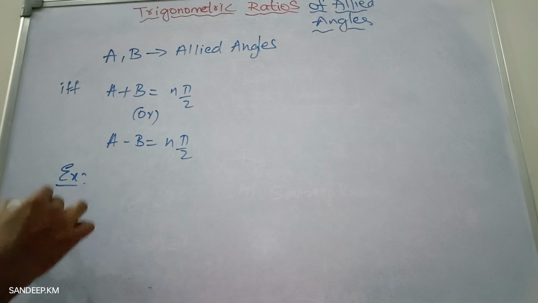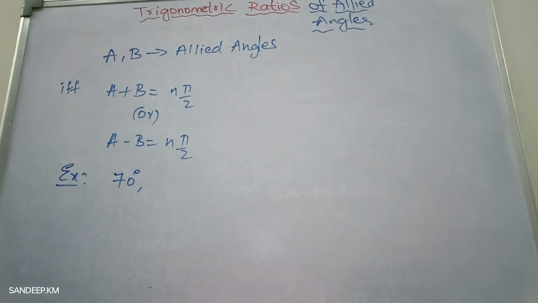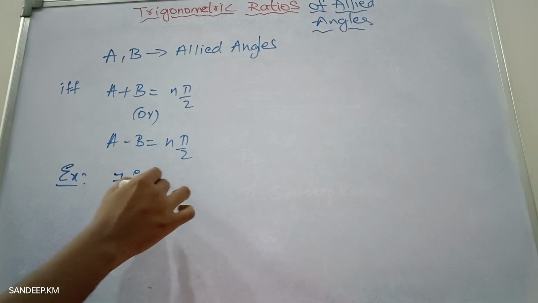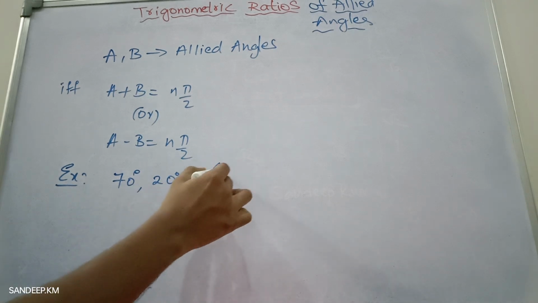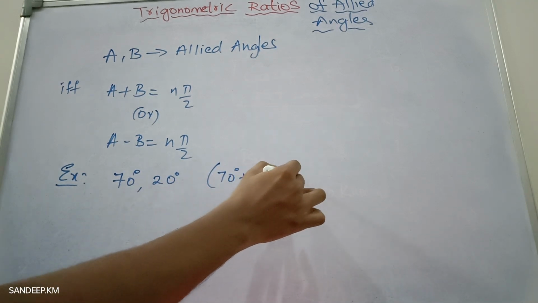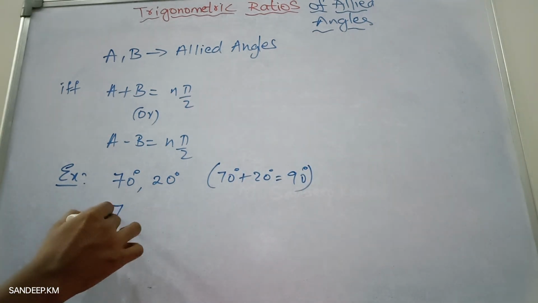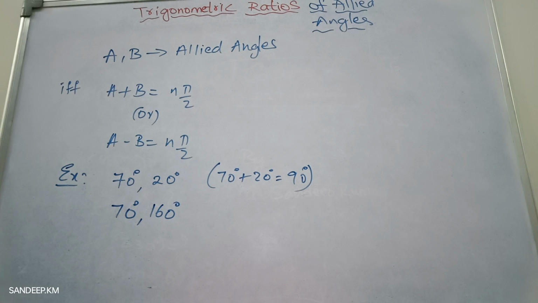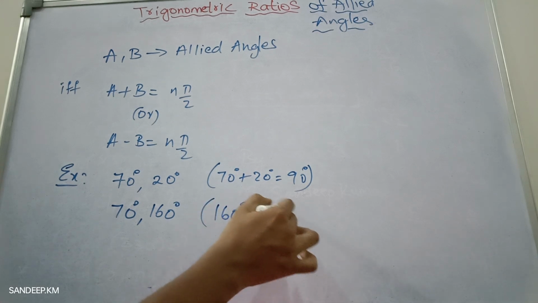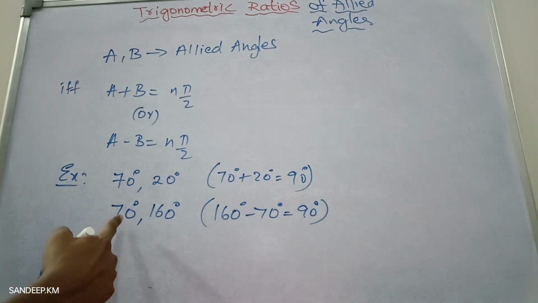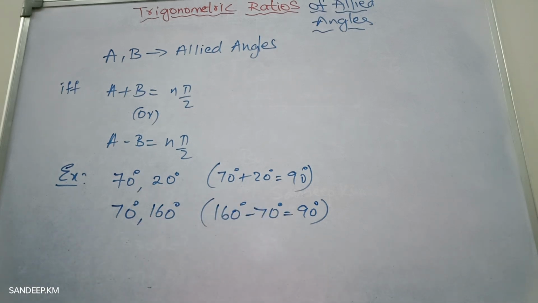Example, we have seen that 70 degrees and 20 degrees are allied angles because the sum of them, 70 degrees plus 20 degrees, is equal to 90 degrees. And at the same time 70 degrees and 160 degrees are also allied angles. Why? Because the sum is 230 degrees, which is not a multiple of 90, but the difference 160 degrees minus 70 degrees is 90 degrees. In this case the difference is a multiple of 90. So therefore these two angles are allied angles.